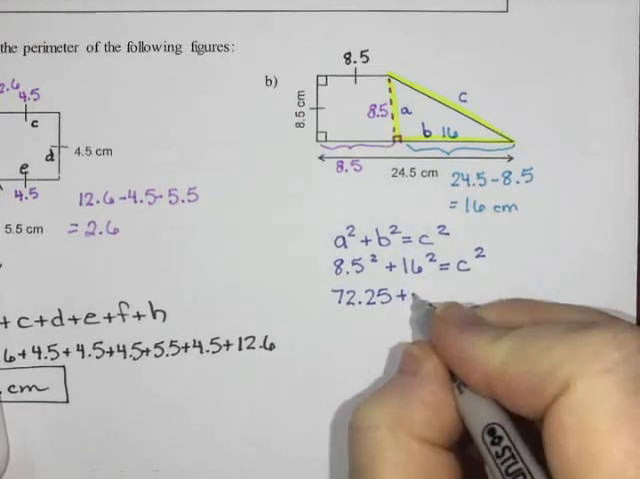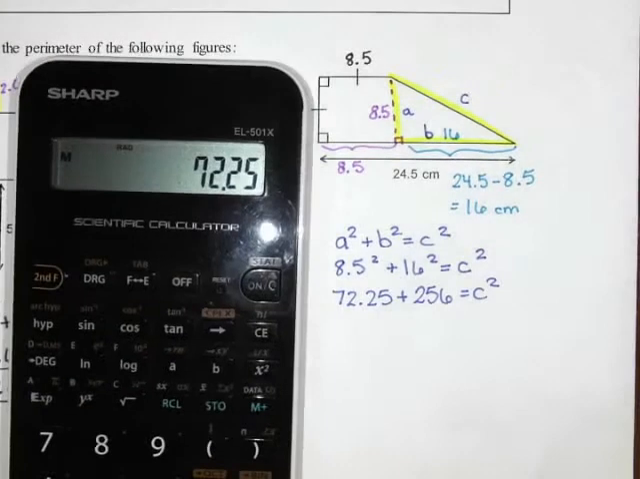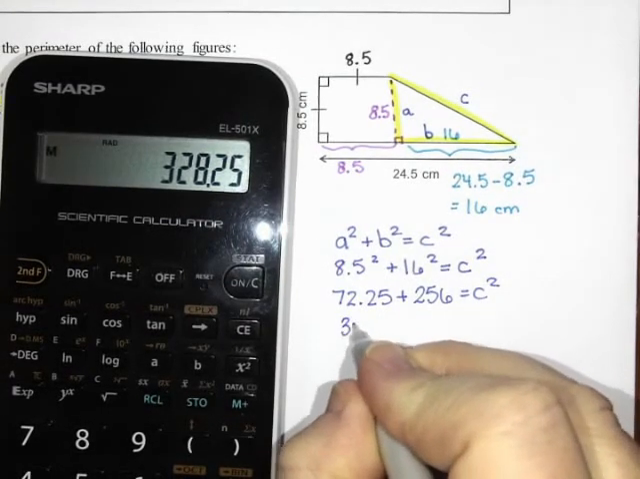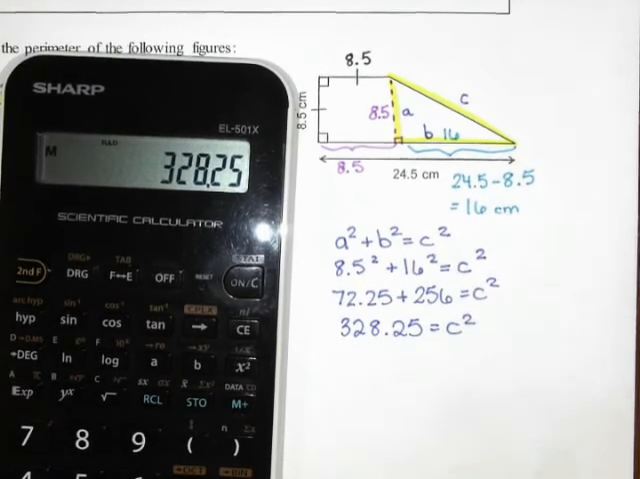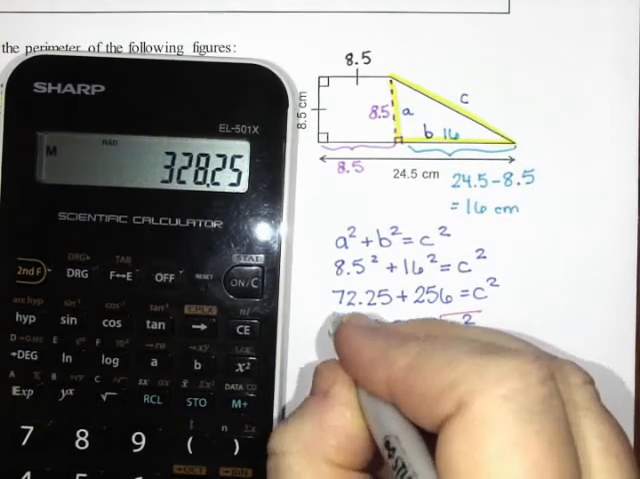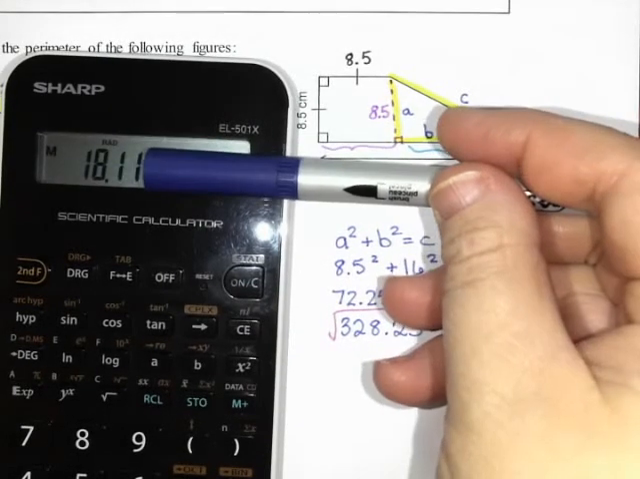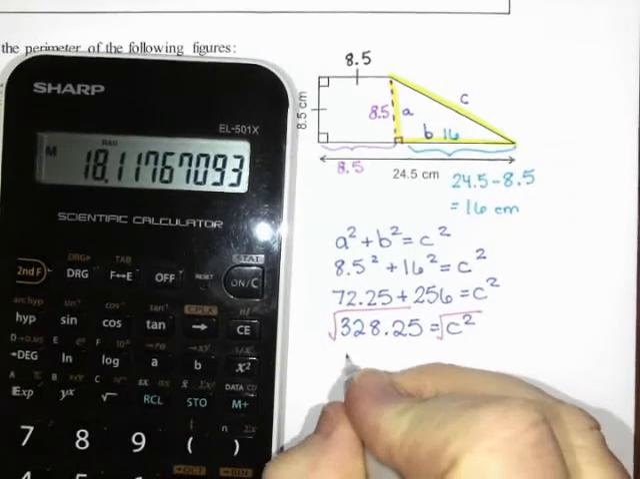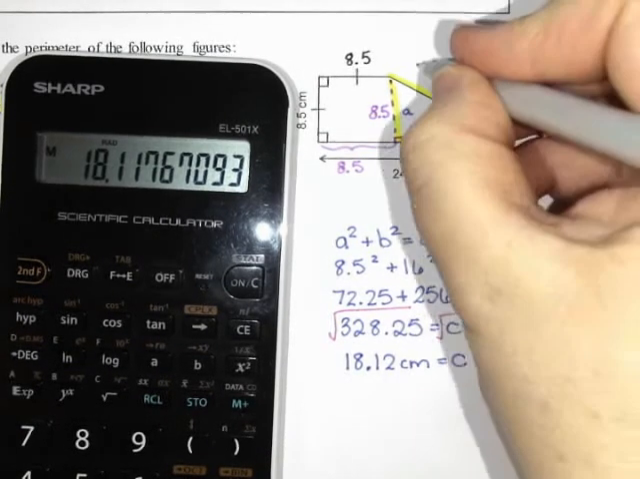16 squared is 16 times 16, or 256. And then if I add 72.25 and 256, I get 328.25. To get rid of that square, I'm going to do the opposite and square root both sides. The square root of this is 18.11. The next digit's a 7, so that's going to push that up to 18.12. And that is centimeters.